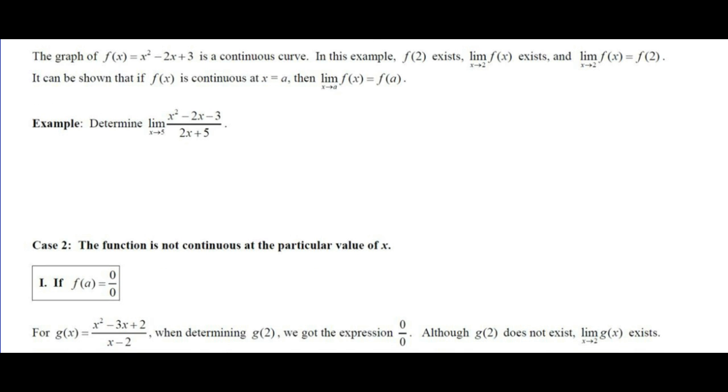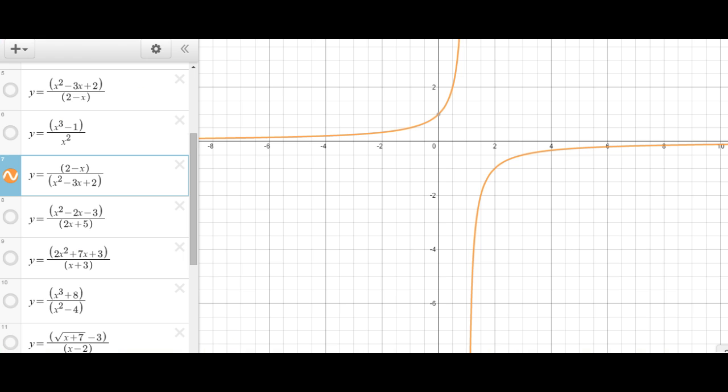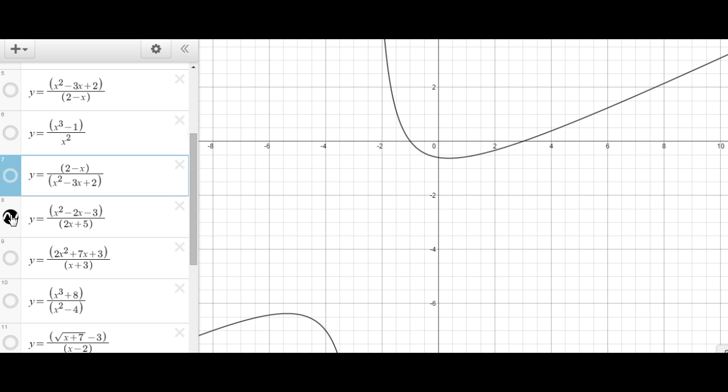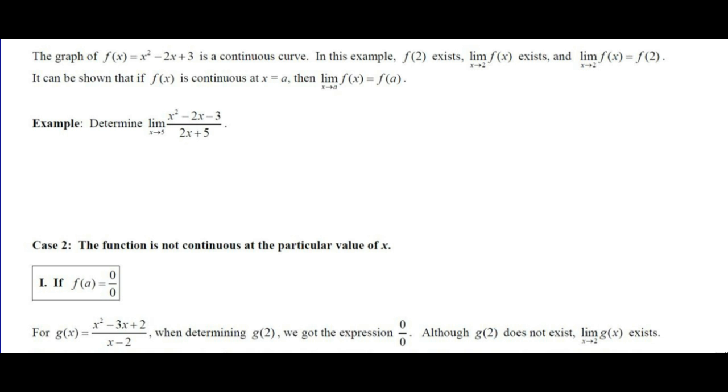So example, determine the limit as x approaches 5 of this. Okay, so did I graph this? I don't know, I sort of threw everything in the grapher. There it is. So we're going for 5, and we can see that at 5, yeah, okay, there was a number there. 0.8, exactly, right? But we have to do this algebraically.